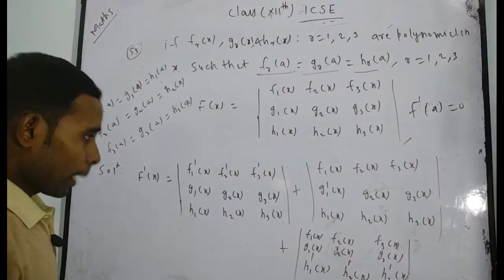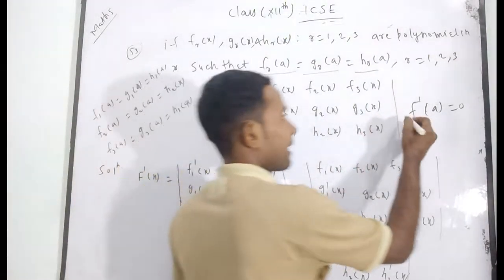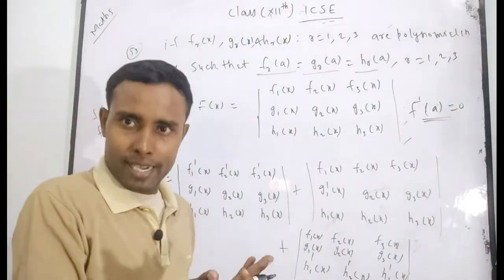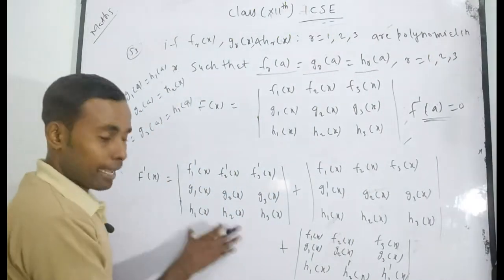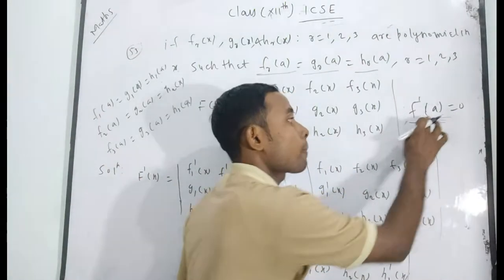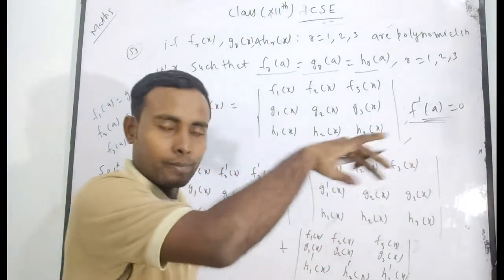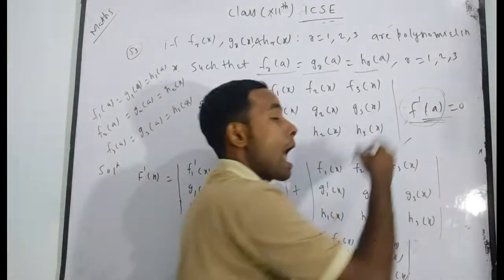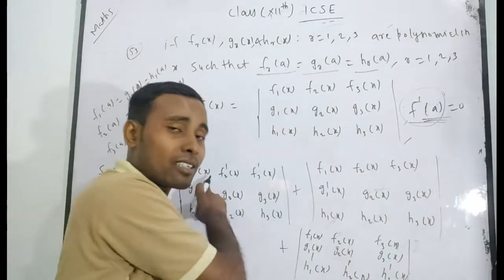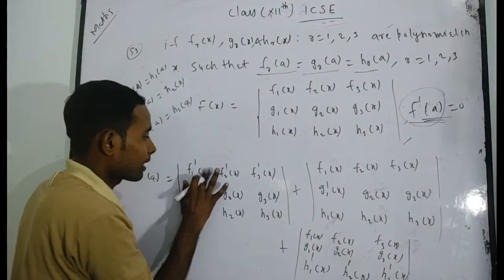Now, as you know that you have to find the value of f dash x, sorry, f dash a, that means you have to replace x by a. I think you have written it. Now I want to find f dash a. That means in f dash x you have to replace x by a. So I want to put a in place of x. In that case, you will get f dash a.